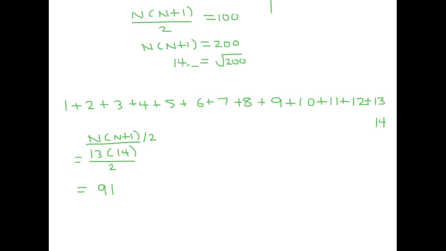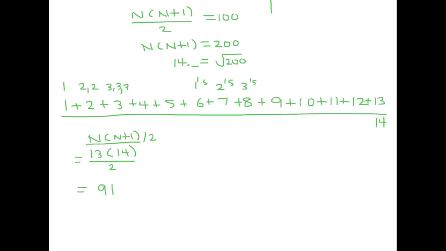The first 91 digits involve this, which is 1 1, 2 2s, 3 3s, 4 4s, 5 5s, and then 6 1s, 7 2s, 8 3s, 9 4s, 10 5s, and then we've got 11 1s, 12 2s, 13 3s. And by that point, we've reached the 91st digit.